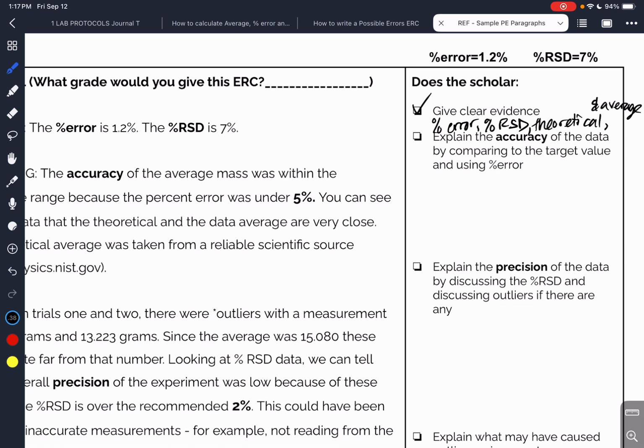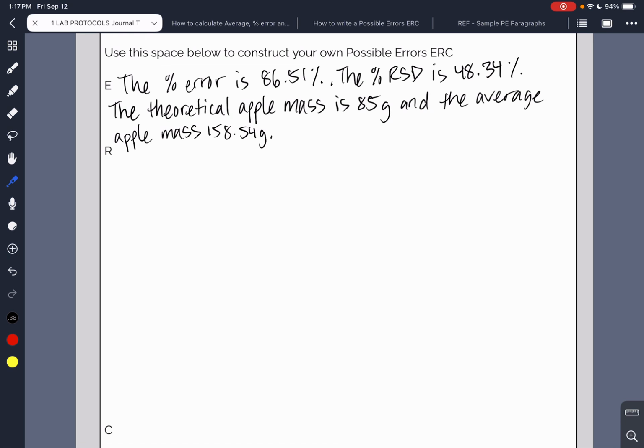So now what we're going to look at is explain the accuracy of the data by comparing to the target value and using percent error. So that means we're going to compare our average and our theoretical and explain what that tells us about the accuracy of our data. So that's what we're going to move on to next.